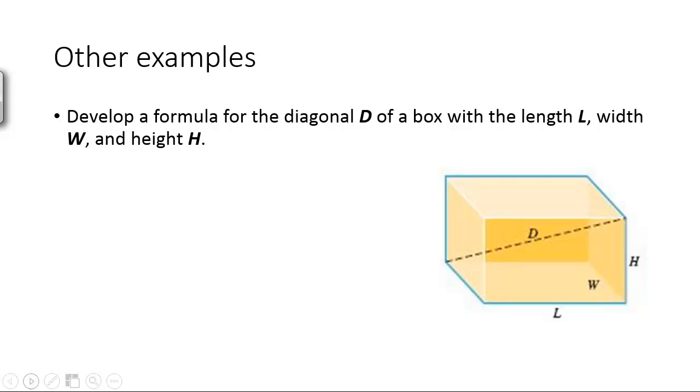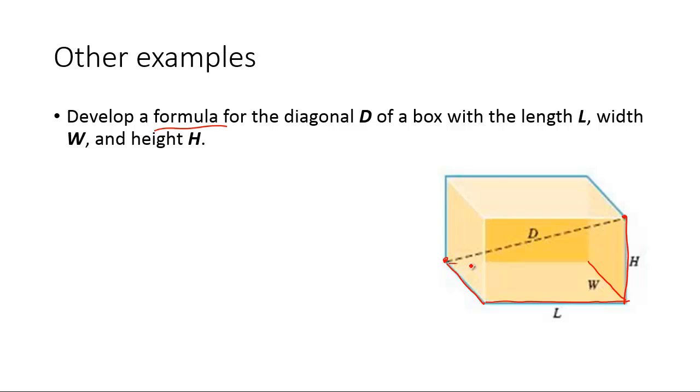Here's another example. Develop a formula for the diagonal D in a box with length L, width W, and height H. So that is a distance, but we've got 2 steps. So I'd like you to think about this for a little bit. Maybe pause the video, think about how you're going to set up your triangles so that you find the distance that is desired.